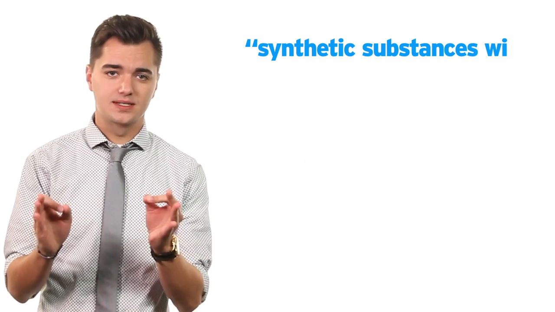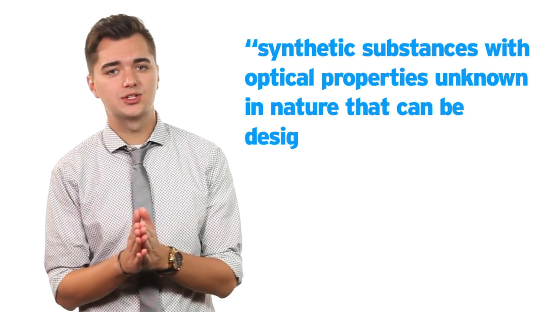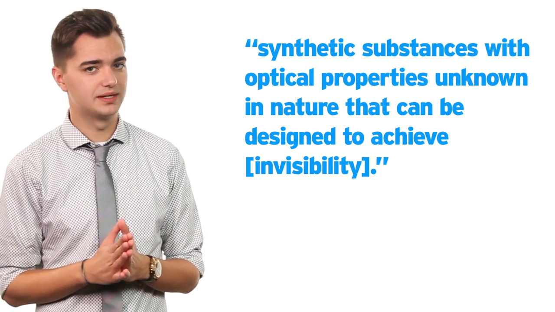So in addition to wanting to fly, humans have also always been obsessed with becoming invisible because we can't just be happy with how we are, can we, sapiens? There have been two major advances in the last 10 years in the science of disappearing. The first is something known as transformation optics, which sounds too technical for us to explain. And the second is metamaterials, which are, and I quote, synthetic substances with optical properties unknown in nature that can be designed to achieve invisibility.